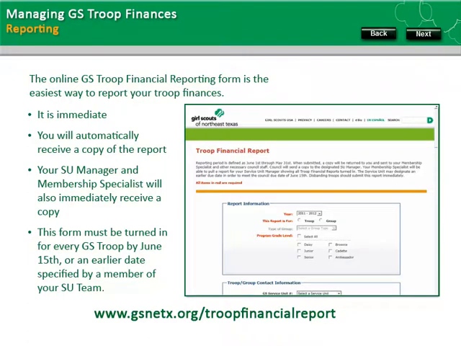One copy of either the paper form or the report from the online form should be kept by the GS Troop leader or treasurer, along with copies of receipts and bank statements for at least 3 years. When submitting the paper form, 2 copies of the report should be submitted to the appropriate SU team member by the deadline designated by the SU manager. The service unit must have all reports turned in to their membership specialist by June 15th.